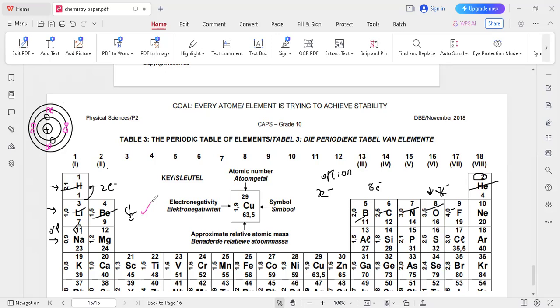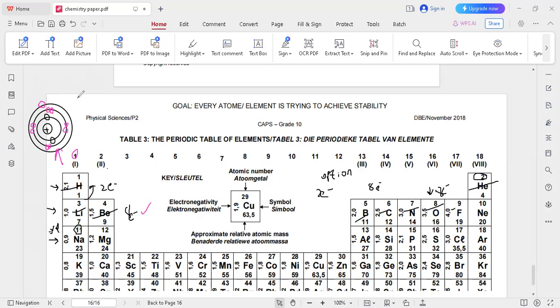After 8 electrons, how many electrons are left? So now it has 2, 4, 6, 8, 9, 10. 10 electrons. It has 1 electron left. So it's going to put it in the last energy level. So it's true to say that sodium has 1 valence electron. And this is proved by the orbital system and the energy level system.